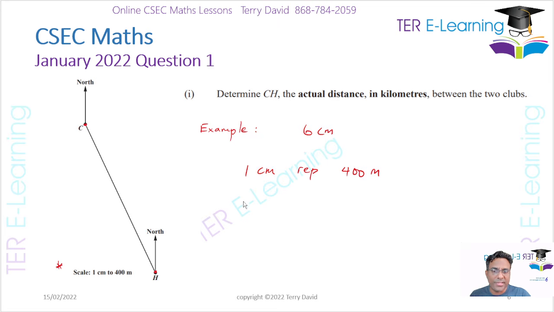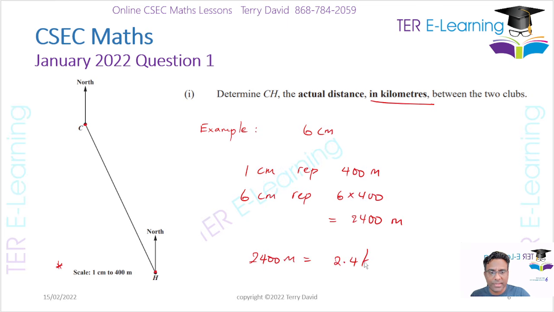Now, all we need to do to figure out the distance here is: 6 cm represents, we take 6 and multiply by 400, 6 4s are 24, so that's 2400 meters. However, the question says, what is the actual distance in kilometers? So to convert from meters to kilometers, you divide by 1000. So if we divide by 1000, we get 2.4 kilometers. Like I said, this is just an example. You have to use the actual paper and measure that length CH. So that's the first part here.